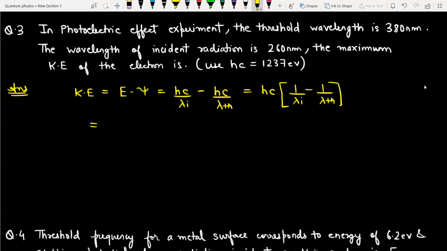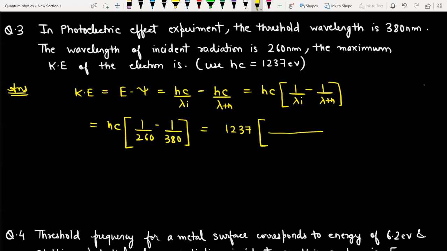If you substitute the values, 1 over lambda I, the incident radiation, is 1 over 260, minus 1 over lambda th, which is 380, and we are given that we have to use the value of hc as 1237 electron volts. If you take the LCM, you have 260 into 380, and this is 380 minus 260. When you solve this expression, you get the value to be approximately 1.50 electron volts. Okay, standard result, standard expression, and you have to use this expression. So this is how you do the third problem.